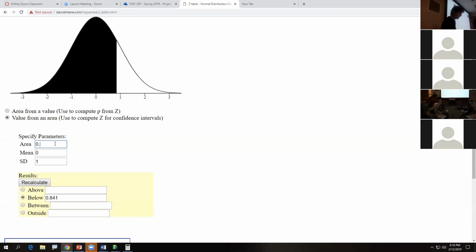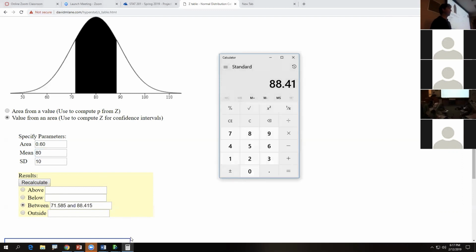We can look at this in context. Sorry about that, guys. Thank you for bringing me back to that. If we go to this and put it in context, we will see that the number we got on the calculator is that second number there, 88.41. Does that make sense? Great question.